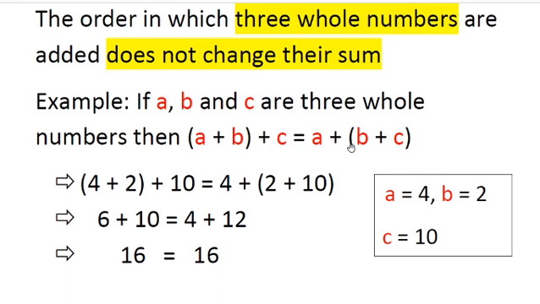Similarly, we can say adding the last two numbers. So B plus C. B we have 2 and C we have 10. So 2 plus 10 makes 12. After adding the last two numbers, we will be adding along with the first one. So 12 plus 4, that makes 16. So we will be getting the same answer.